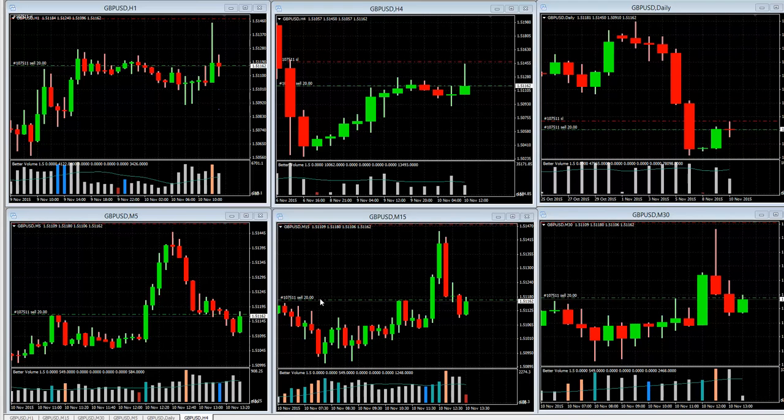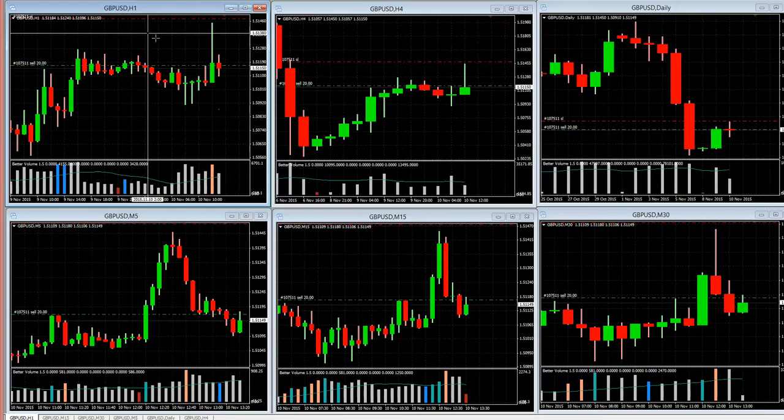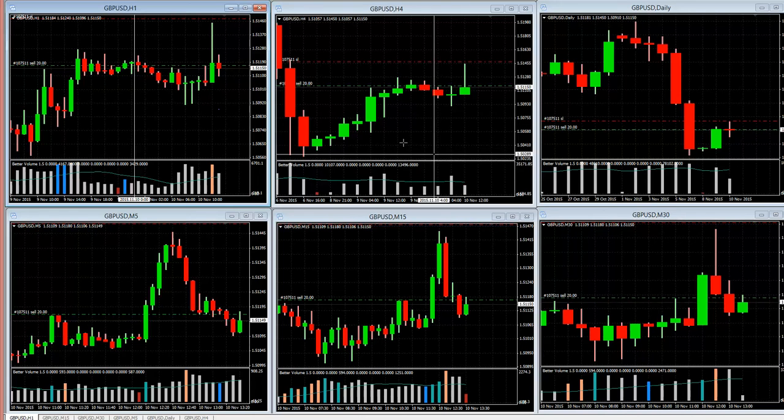to make the final decision when you want to open the setup and when you want to have the transaction. So to have a better win ratio, to have the safest entry, the best thing that you can do is to use the multi-time frame analysis. Here I have the 1 hour, 4 hour, daily, 5 minutes, 15 minutes, and 30 minute charts in one screen.